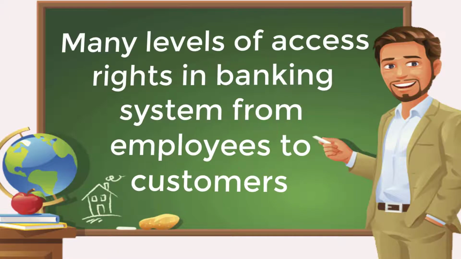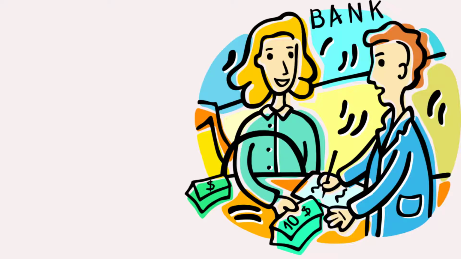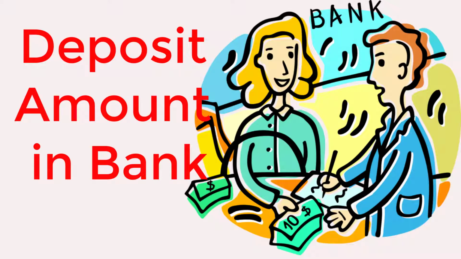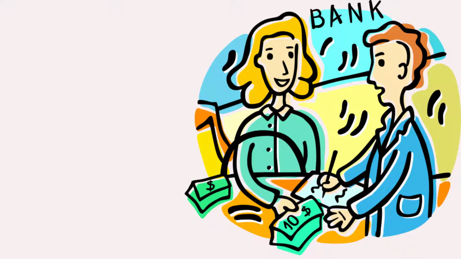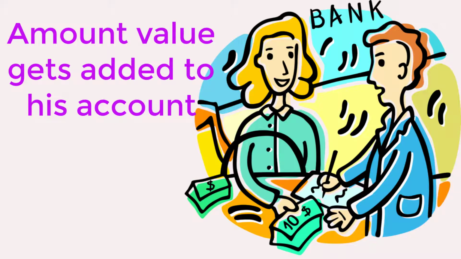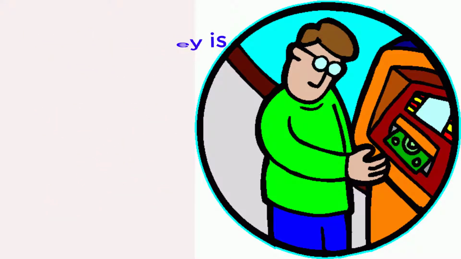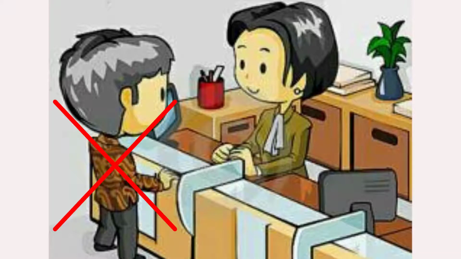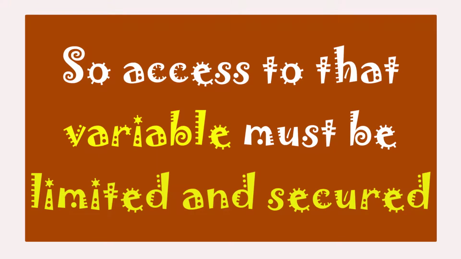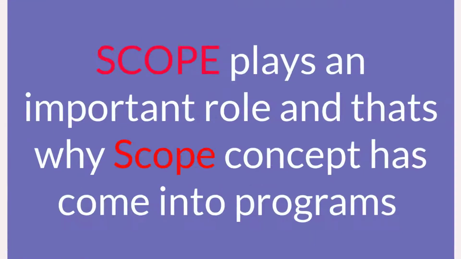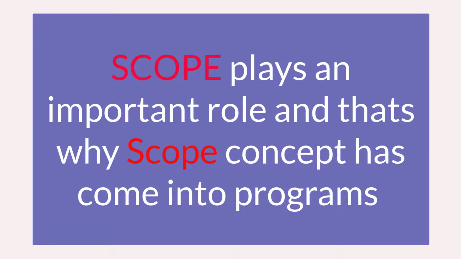There may be many levels of access rights in a banking system, from employees to customers. Take the customer's deposit amount in the bank. The deposited amount value is stored in a variable. Next time he deposits more, the value gets added to his account. Once the money is debited, the value gets reduced. But the customer has no rights to change the value of the amount directly. So the access to that variable must be limited and secured. In such a program, the scope of a variable plays an important role, and that's why the scope concept has come into programs.